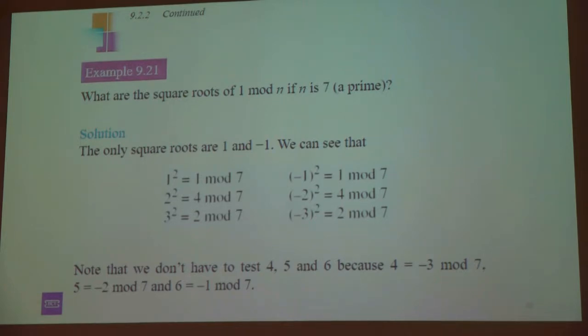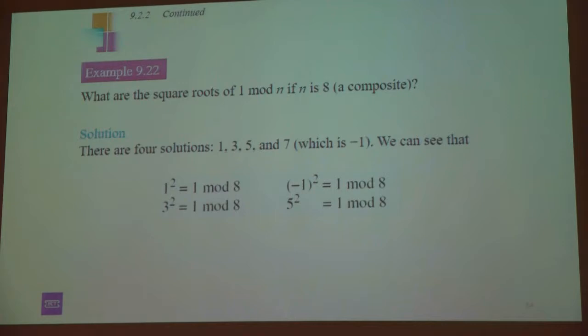What are the square roots of 1 mod n if n is 7, prime? And that's what we already saw. Note that we don't have to test 4, 5, 6 because 4 is like minus 3. If you convert minus 3 to positive, you add 7 to it, which is 4, and so on and so forth.